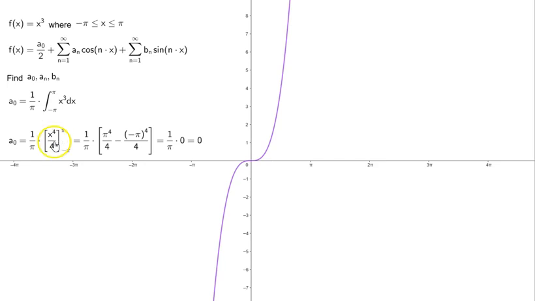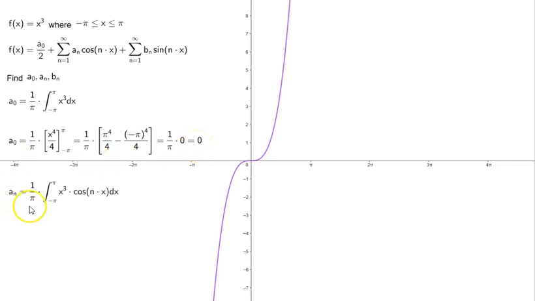first, so pi to the power of 4 by 4 minus, now you substitute minus pi, so minus pi to the power of 4 by 4. Here minus pi to the power of 4 is pi to the power of 4, so pi to the power of 4 by 4 minus pi to the power of 4 by 4 is 0. So that means a naught is equal to 0.